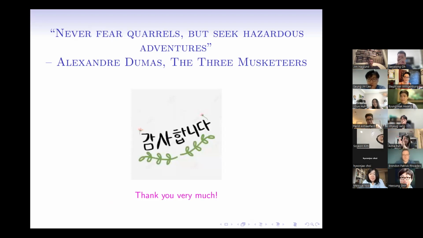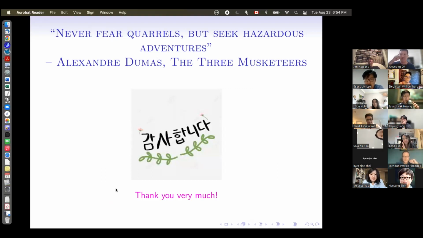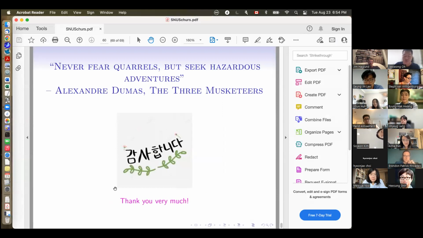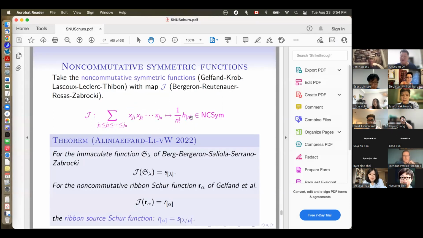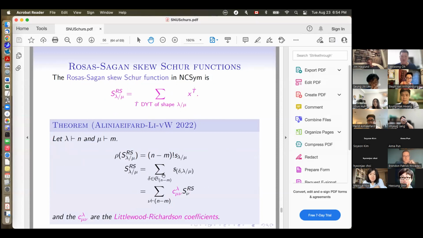Are there any questions or comments for the speaker? I have one. Thank you for the nice talk. When you give a formula from Rosa-Sagan Schur functions to some of your new Schur functions, is there a way to divide dotted standard tableaux to get one new Schur function? Is it clear? Right, yeah. So here, we haven't been able to find it so far. That's a great question.